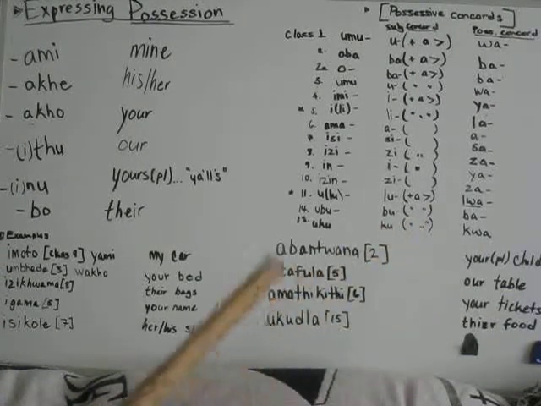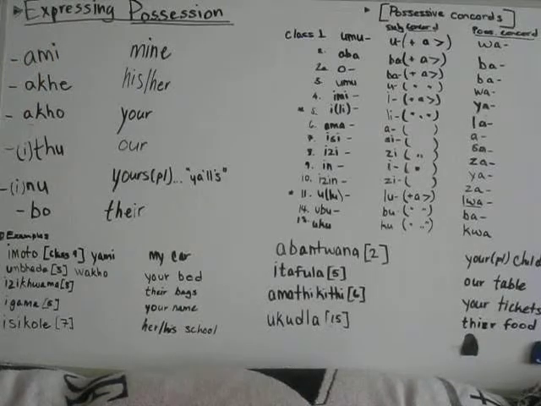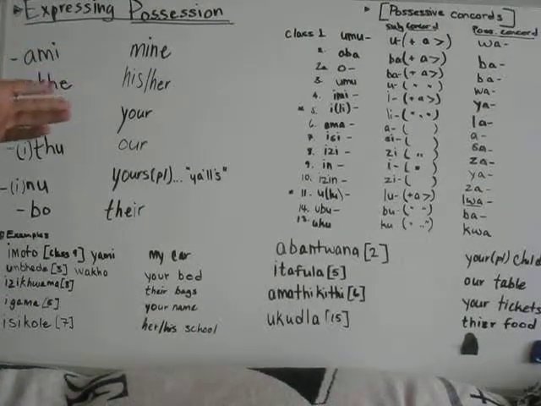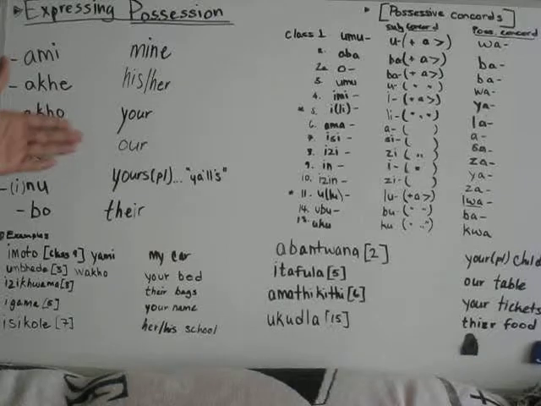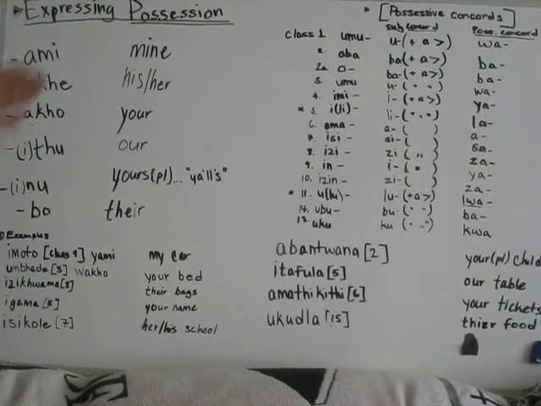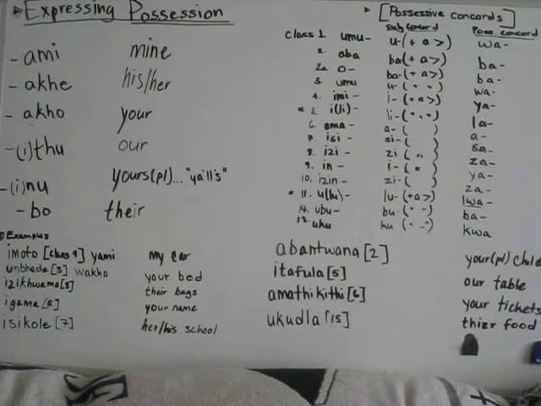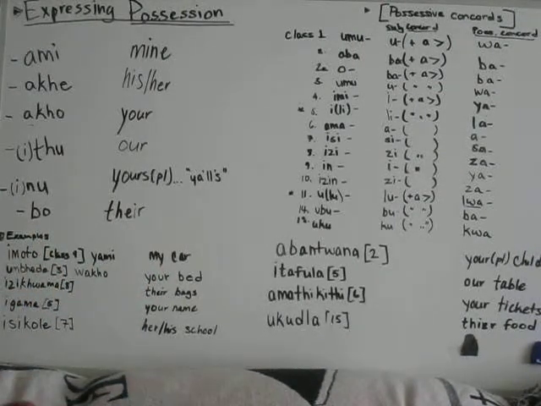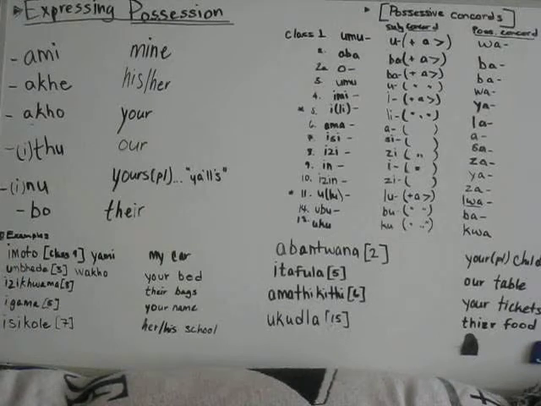Okay, so jumping back over here, to say mine will be ami, his or hers is ake, yours is ako, ours is etu, and yours plural is enu, and theirs is abo.